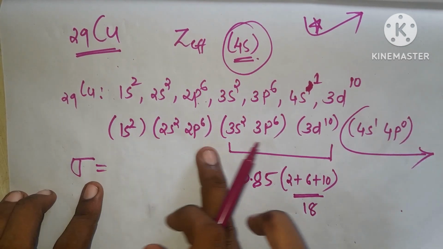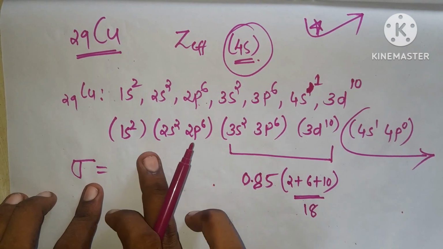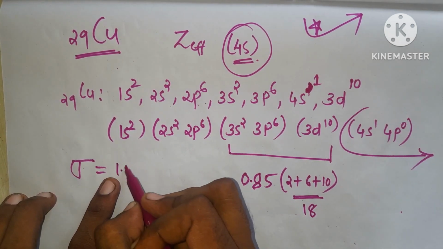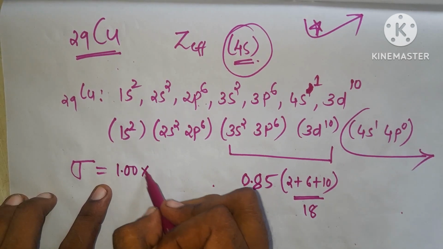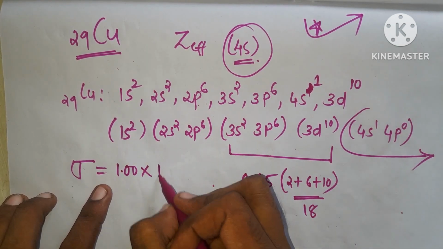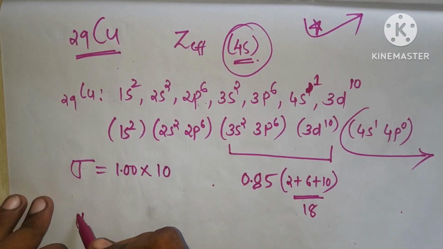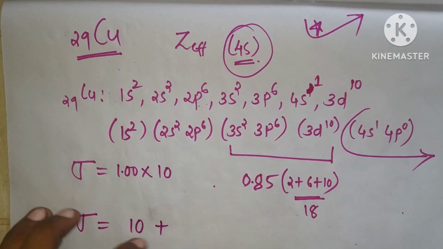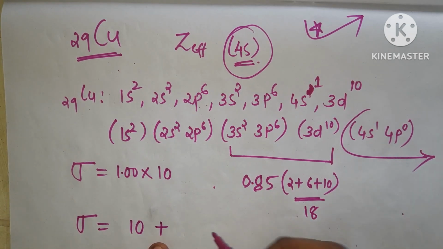And here the innermost electrons will be providing complete shielding, that is the shielding effect value is 1.00, that is completely 1, into the total electrons present inside, which are 6 plus 2 plus 2, that is totally 10 electrons. So the shielding constant, that is the sigma value, will be 1 into 10 is 10 plus 18 into 0.85.